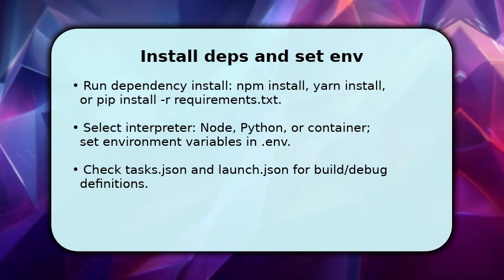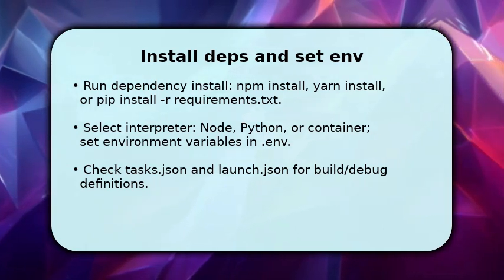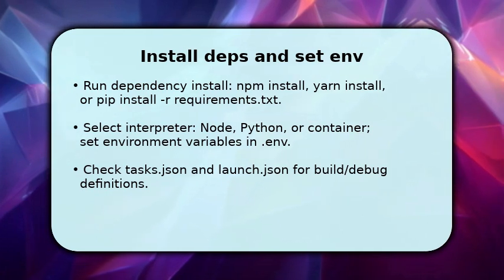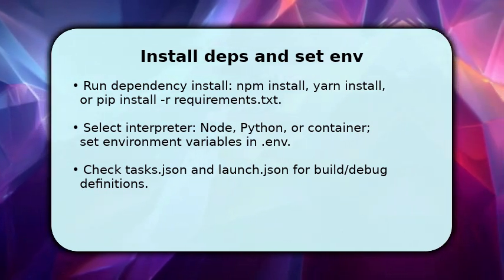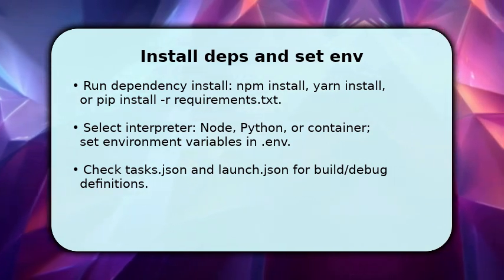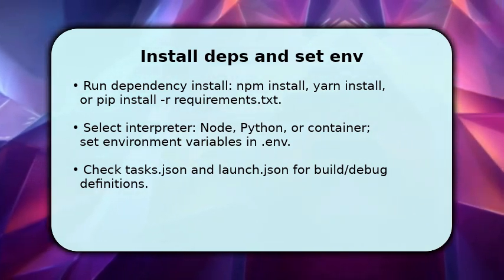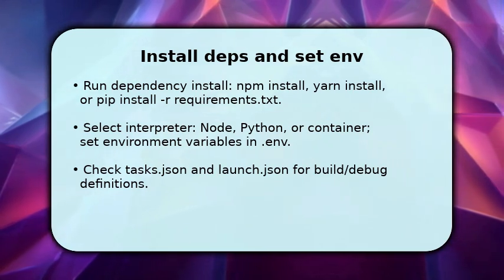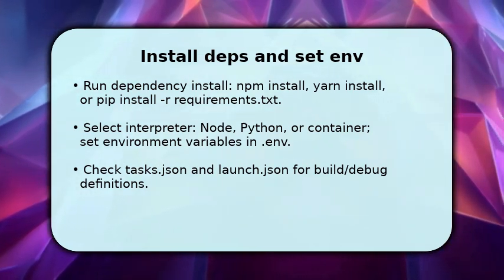Configure environment variables in .env or workspace settings because secrets and API endpoints matter. Finally, open tasks.json and launch.json, if present, to understand how build and debug are wired. This prevents surprises. You can now run or debug the project.